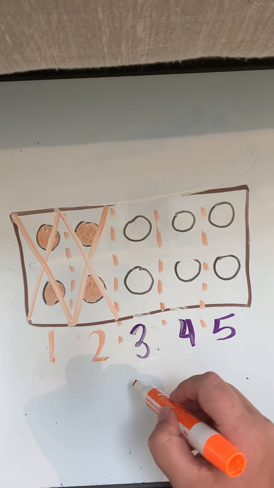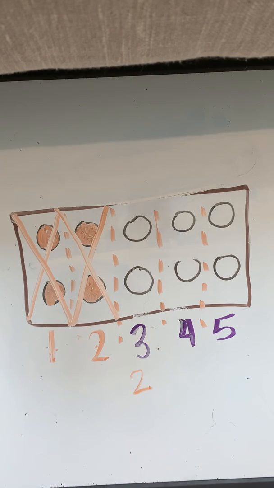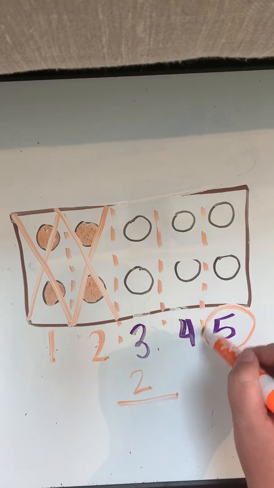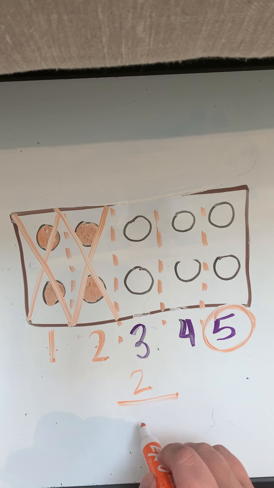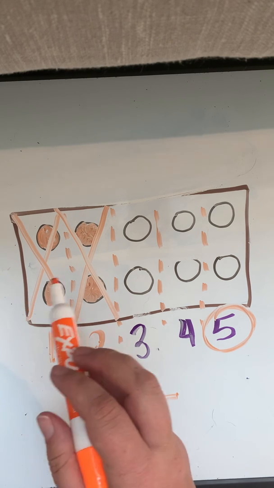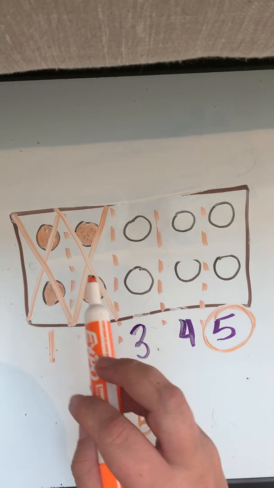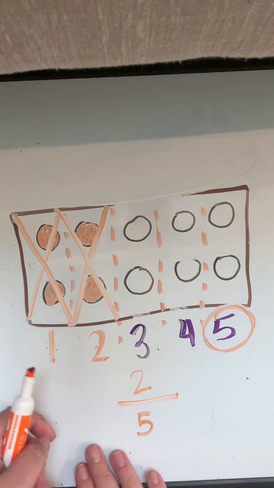Good job. My numerator would be 2 because I have 2 groups of how many groups total do I have of cookies? Good job. 5. So to answer the question, what fraction of my set have orange frosting? Well, that would be 2/5 of my set because I broke it up into fifths and I have 2 columns that have orange cookies.